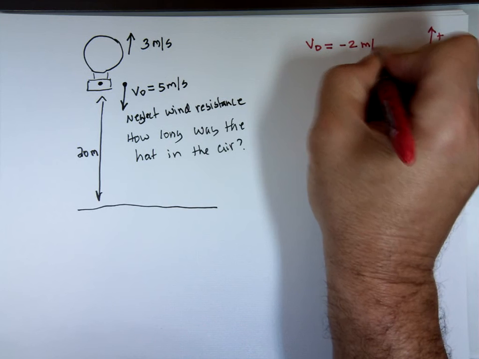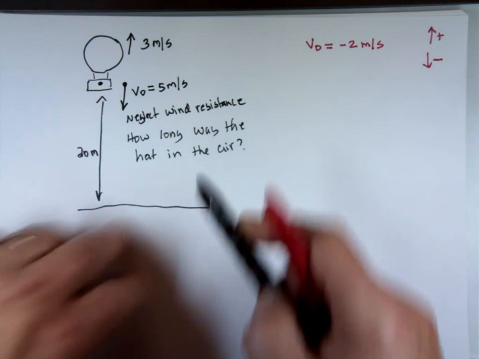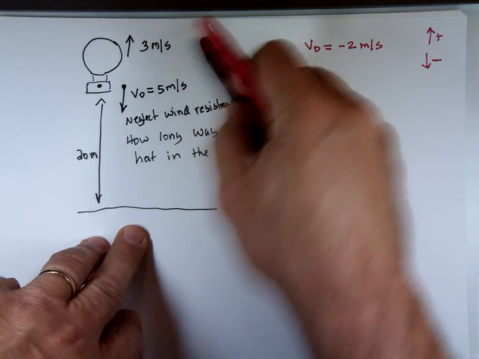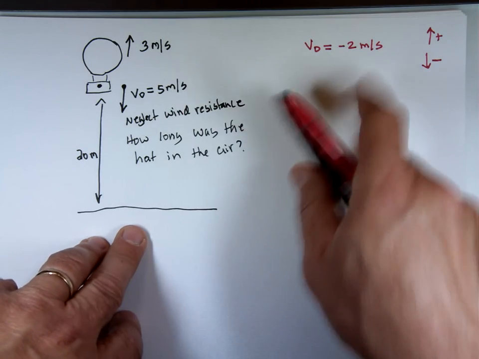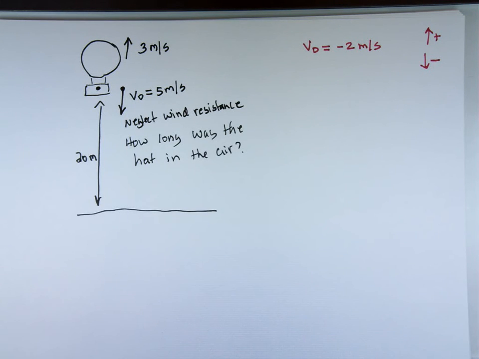When you're sitting in a car and you're driving, let's say your mom is driving you to school, going on the highway at 50 or 60 miles per hour, you look at your mom, you look like you're not moving. But to somebody on the side of the road, how fast are you moving? 60 miles per hour. You move at the same speed as the car. That hat was moving upward at the same speed as the hot air balloon, 3 meters per second. Now you throw it down with 5: 3 up, 5 down, the net result is 2 down. So your initial speed is actually negative 2 meters per second.